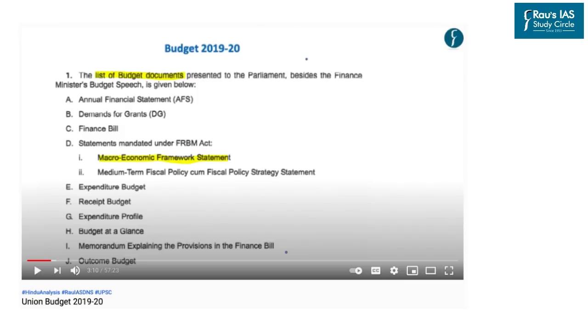Now, generally, you must know the documents which are presented by the finance minister when the annual financial statement is laid in the House of the People. So, regarding this, the list of budget documents was discussed in the Union Budget discussion of 2019-20 and also mentioned during the Union Budget discussion of 2020-21. This aspect of the list of budget documents was discussed where it mentioned various statements mandated under the FRBM Act, which included the macroeconomic framework statement and the medium term fiscal policy cum fiscal policy strategy statement.